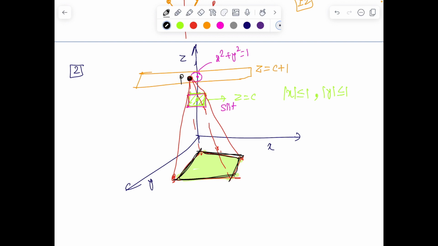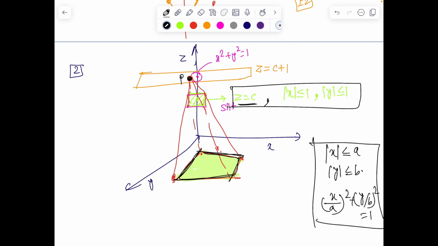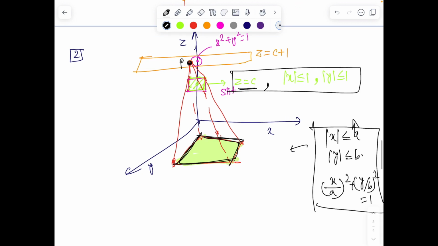And instead of this slit equation mod x less than or equal to 1, mod y less than or equal to 1, and z equals c, I could have given you mod x less than or equal to a, mod y less than or equal to b, and the equation of circle I could have made an ellipse. So you could have de-scaled the problem by taking x by a as a new variable and done exactly the same manner. So let me consider the case which I am discussing now.